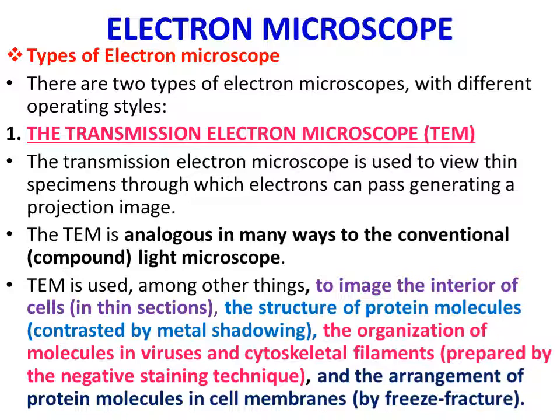So you can see the different procedures: thin sections are used for seeing the interior of cells, the metal shadowing method for protein structures, the negative staining technique for the organization of viruses and cytoskeletal filaments, and the freeze fracture method for the arrangement of protein molecules in cell membranes.